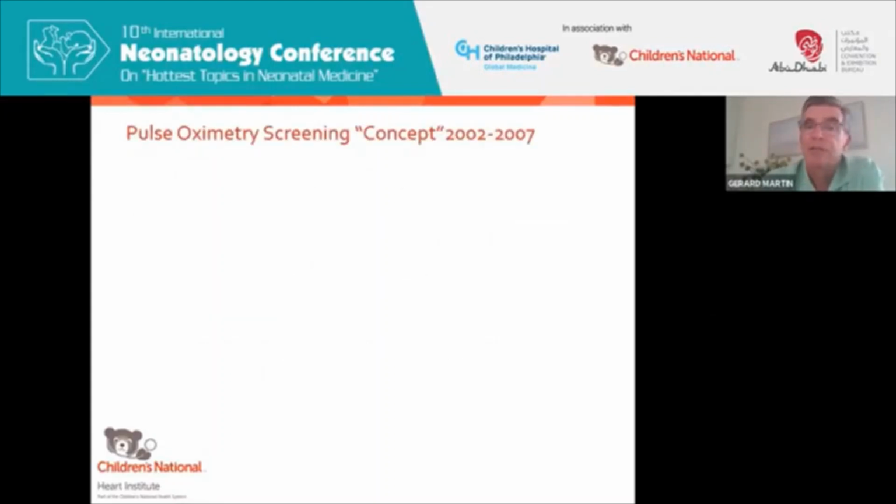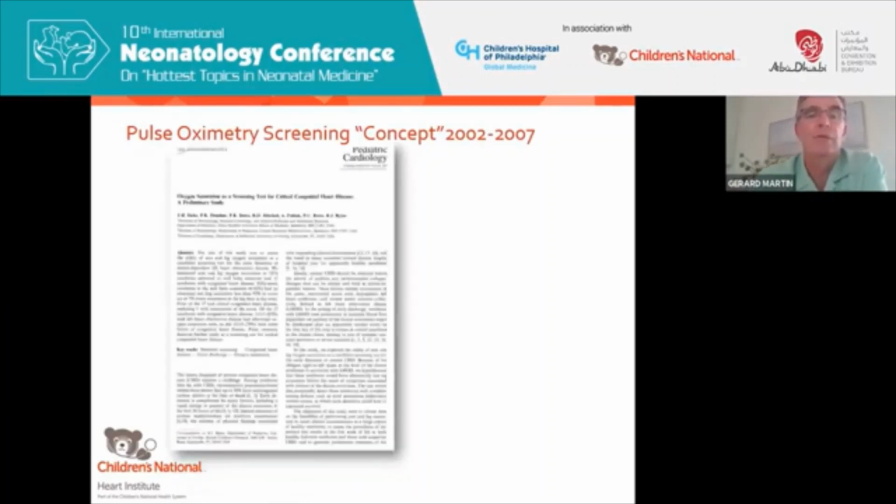Pulse oximetry screening began as a concept in 2002 with this article by Hoke. This was a group of investigators from Johns Hopkins University who showed that performing routine pulse oximetry in the nursery added to their ability to capture all babies in their nursery prior to discharge with critical congenital heart disease.